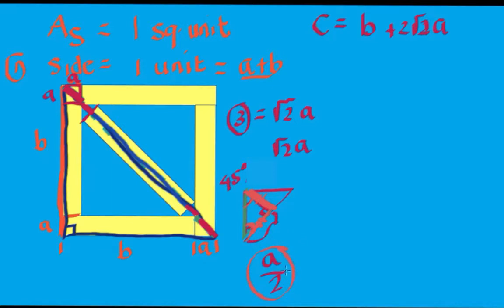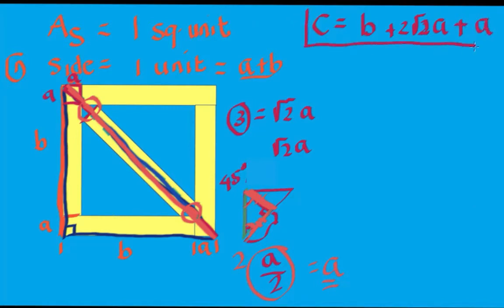But how many A over 2s are there? We have one here, and we have another one here. So together, that is 2 times A over 2, which is equal to A. So therefore, this hypotenuse C is this length, which is B, plus 2 square root of 2A, and this one plus this one, which is equal to 2 times A over 2, or A. So therefore, we have here plus A.